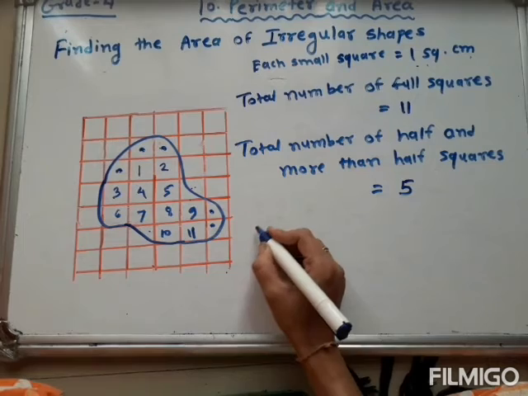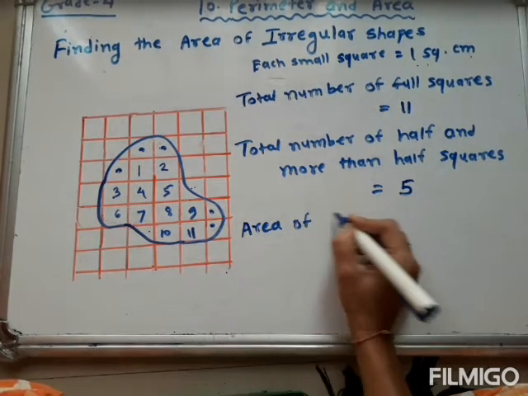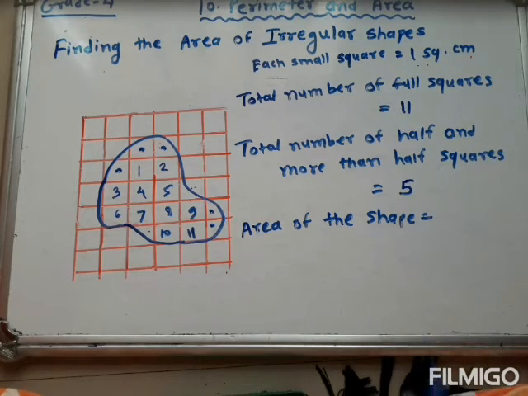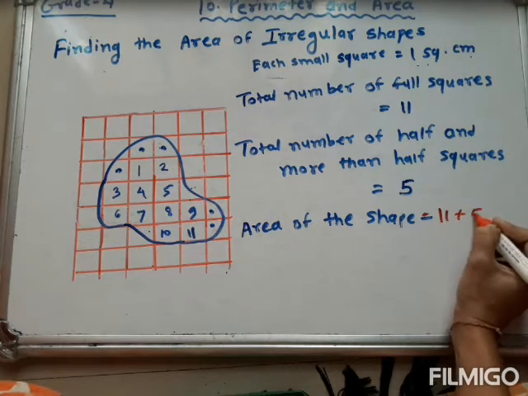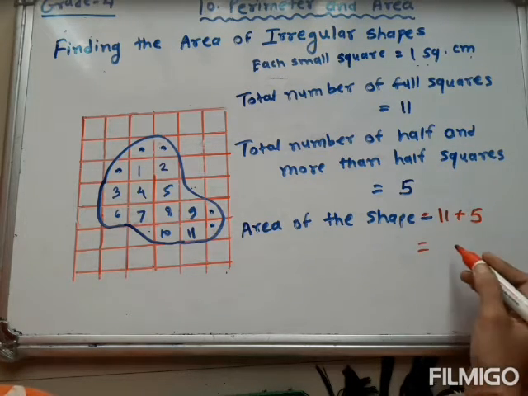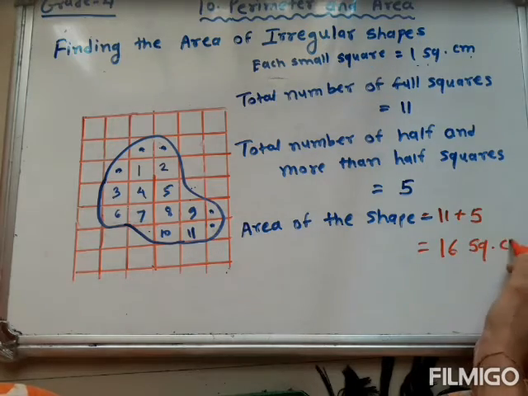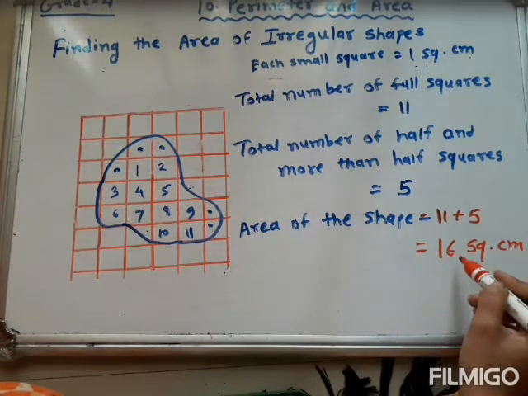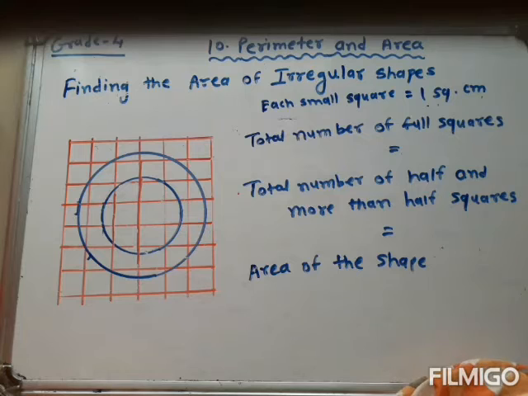So the area of the shape is equal to 11 plus 5, which is 16, and the unit is square centimeter. So the area of this figure is 16 square centimeter.